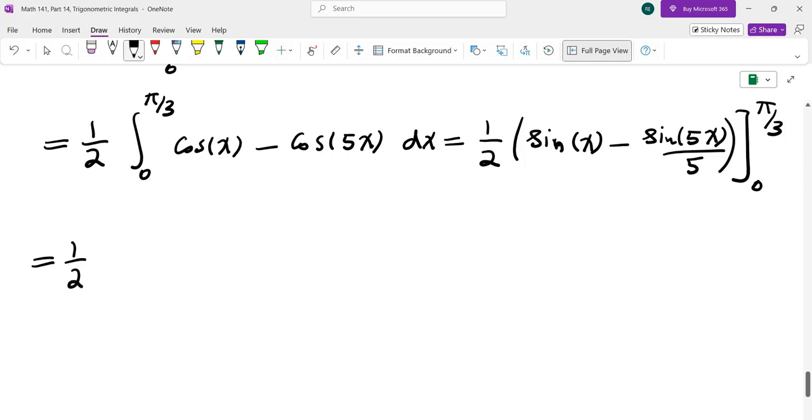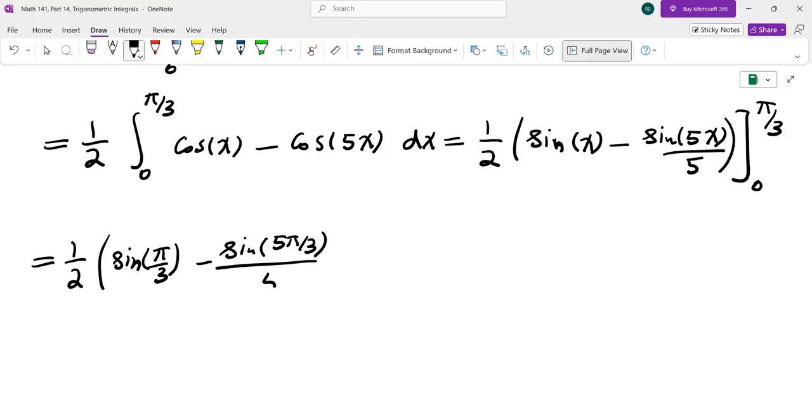Let's plug in the values. We get 1/2 sine of pi over 3 minus sine of 5 pi over 3 divided by 5, and then minus 0. Sine of 0 is 0. Now let's see what we get.